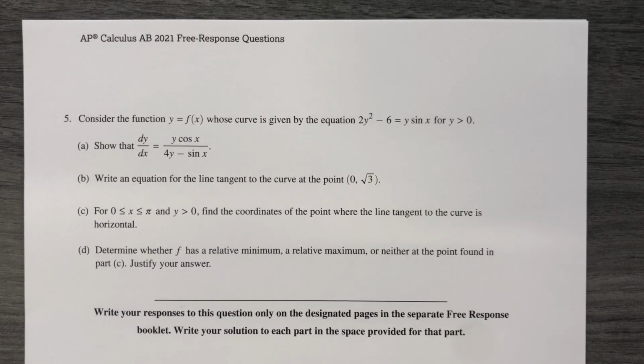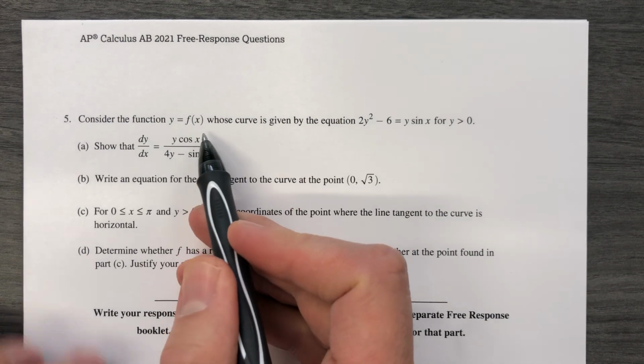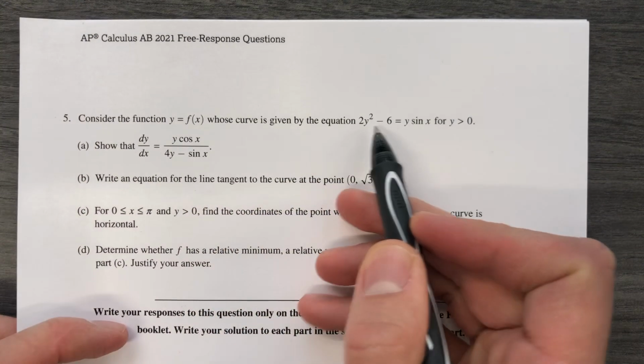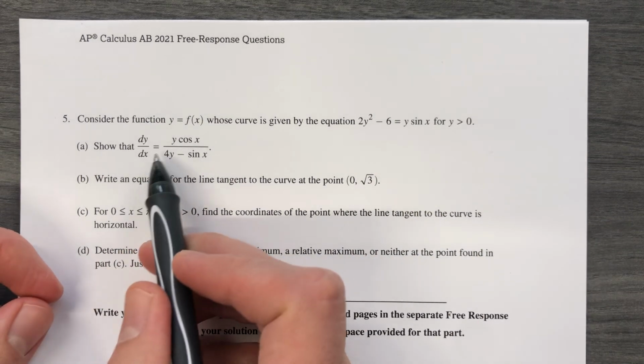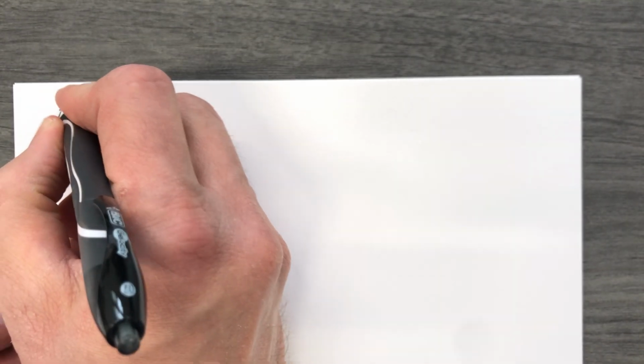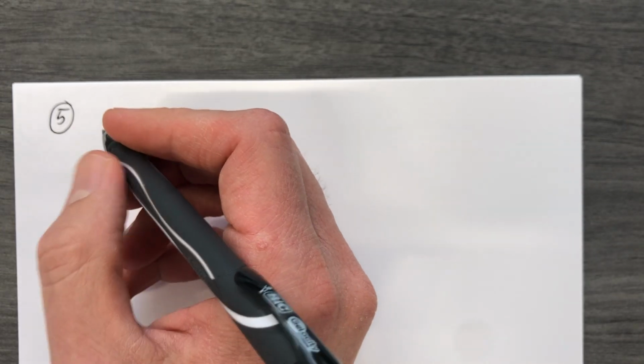Here we go with 2021 number 5, AB test, calculator inactive. This one is a lot of fun. Consider the function y equals f of x, whose curve is given by this equation for y greater than, not equal to, 0. And then we're going to have to show that this is the derivative. So part A is basically implicit differentiation. This one's going to be pretty straightforward at first.